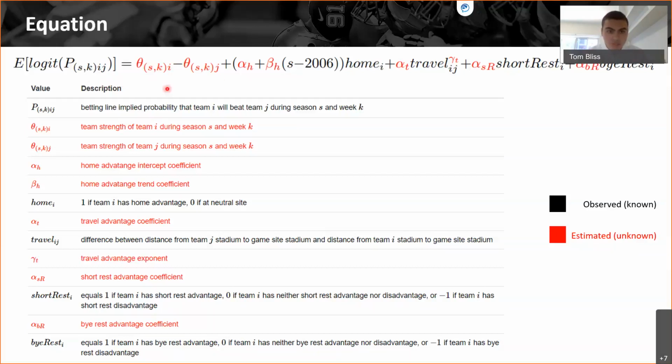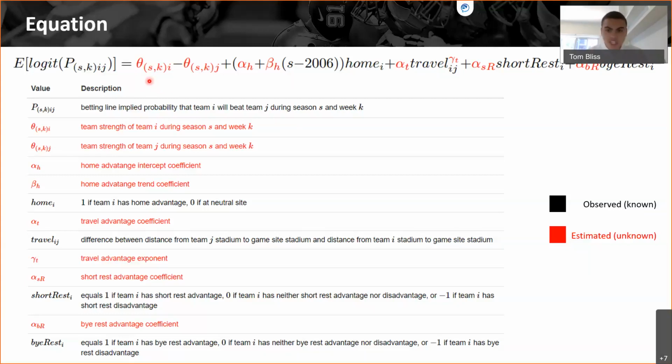The next two terms I'm going to highlight are theta, for those of you who like Greek symbols. The theta terms are the team strength of team I and team J during season S and week K. And again, team strengths change all the time. For example, our model felt that when Patrick Mahomes was injured last year, the team strength was lower than when he was healthy. And that's probably true with a lot of teams' quarterbacks, but that's the most extreme example I can think of.